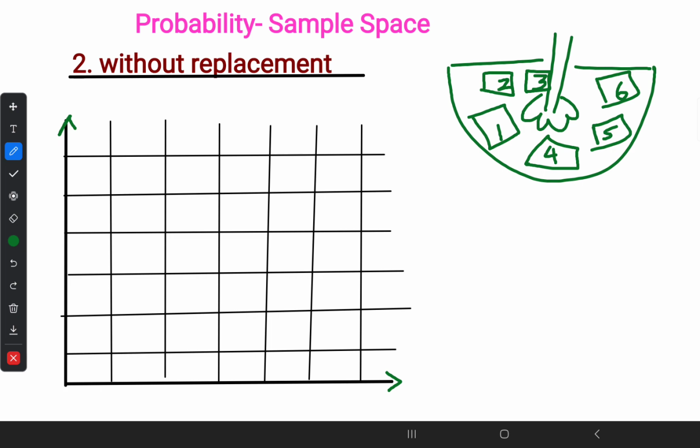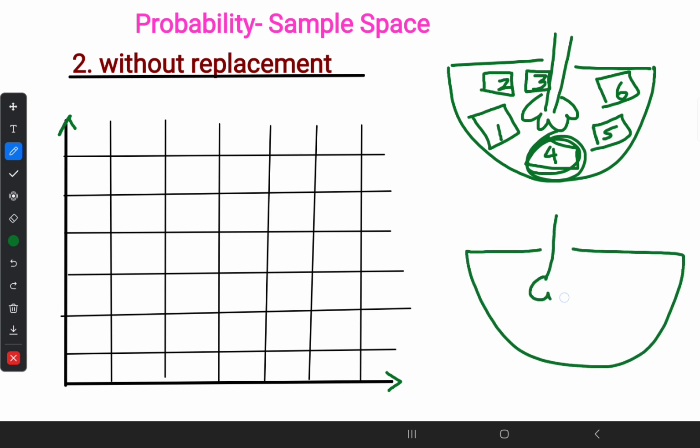When you enter your hand inside the box, you can select a random card. We don't know which one we are going to select. So, without replacement means, first of all, you put your hand inside the box and take a card, and you are going to keep the card with you. For an example, first you select number 4 card and keep it inside your pocket. And again, you put your hand inside and select another card.